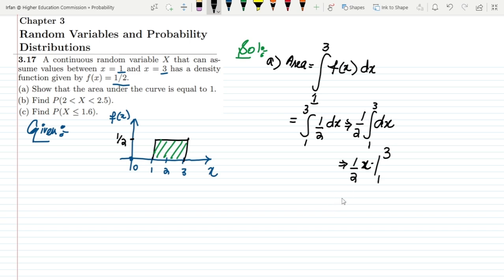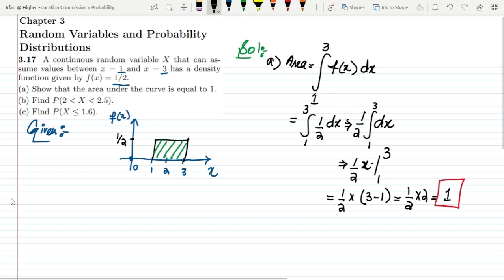Now let me solve it. I get 1 by 2 multiplied by the higher value of x, which is 3, minus the lower value, which is 1, so 1 by 2 multiplied by 2, which is basically equal to 1. That is the solution of part A, which says that the area under this graph or curve is basically 1, which is proved here. Now going towards part B of our question.